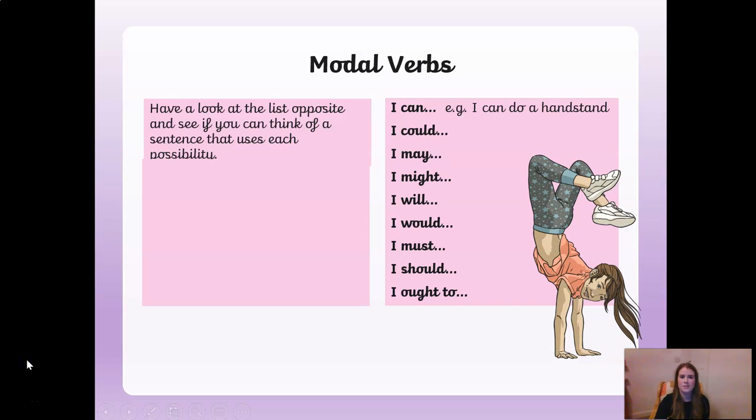So I have an activity I would like you to do. Have a look at the list opposite and see if you can think of a sentence that uses each of those words. So for example, I can do a handstand. Okay, so there's an example of I can. Pause the video and see if you can complete an example for each phrase.